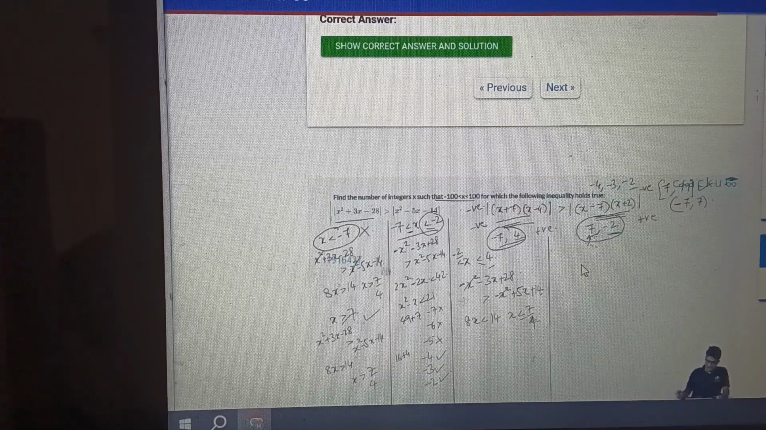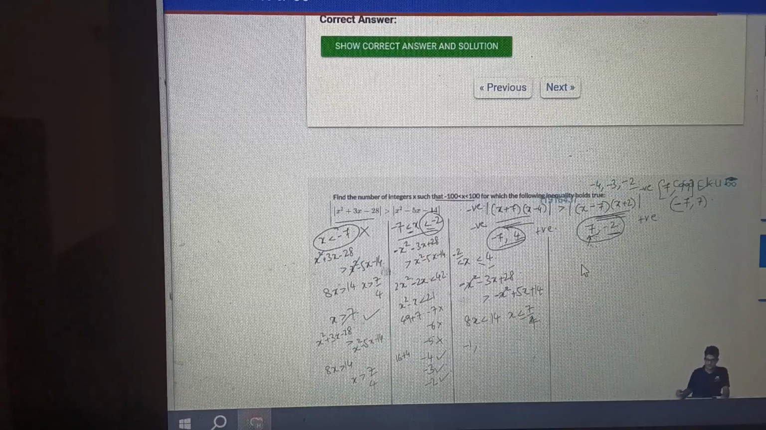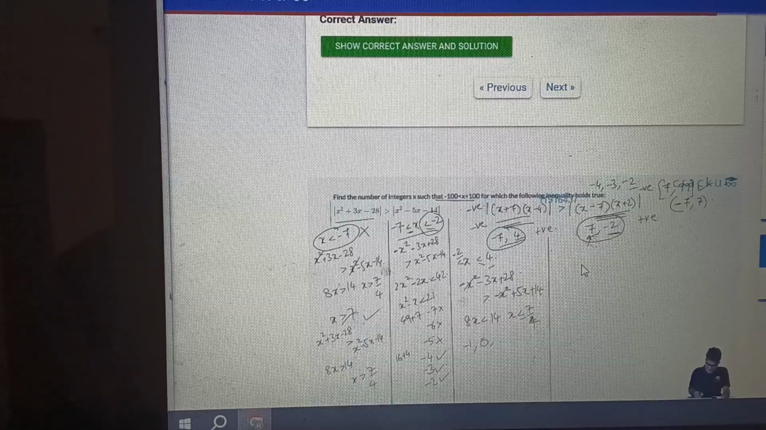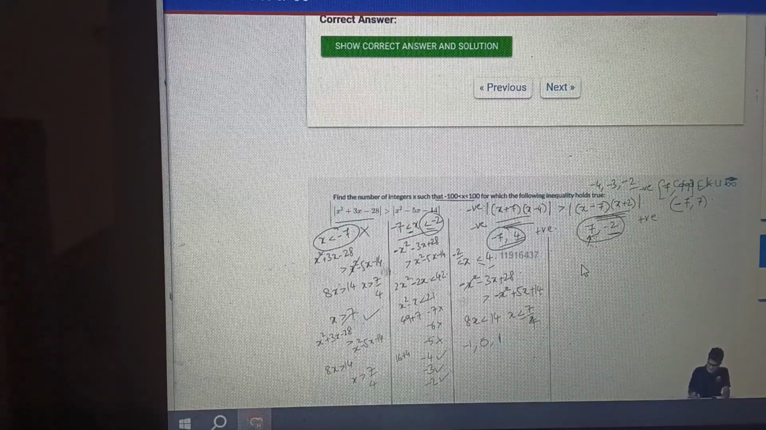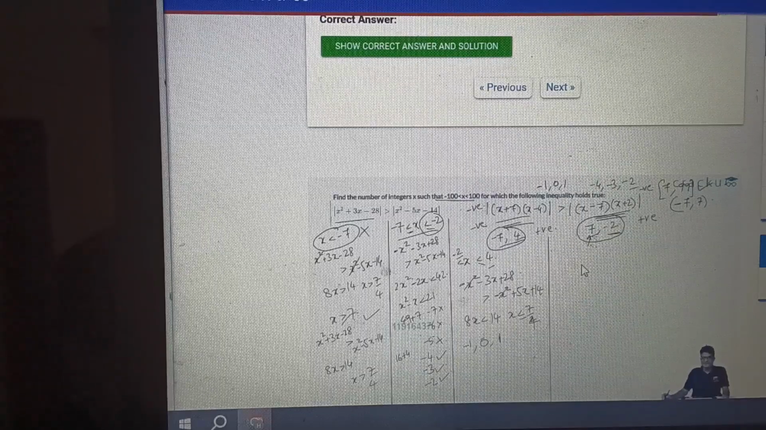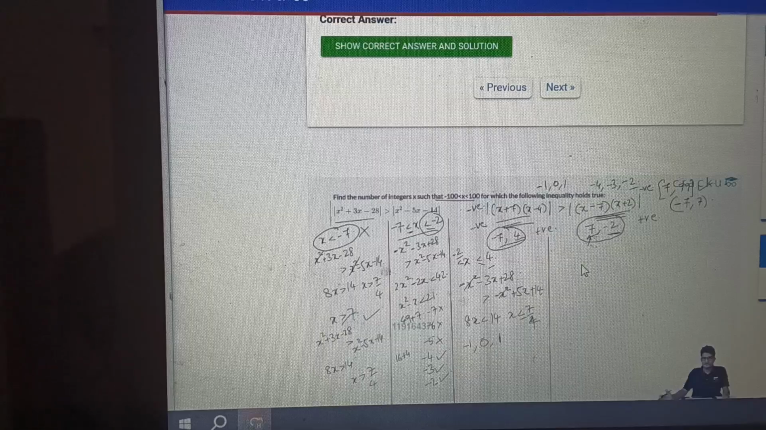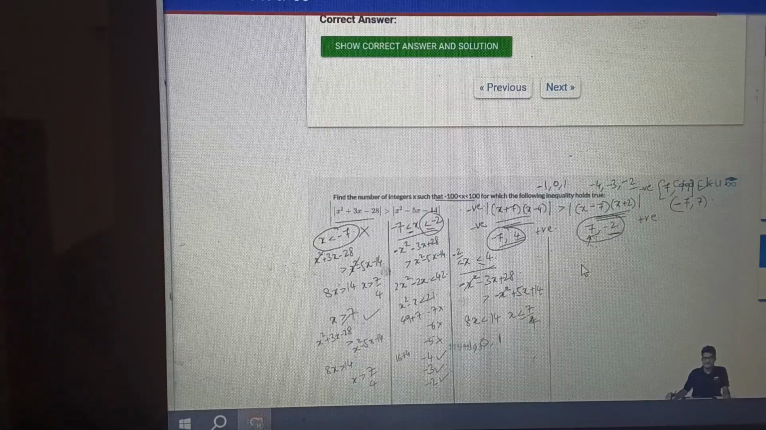We have already counted -2, so we need not count it over here, but -1 will satisfy this given inequality, 0 will satisfy this given inequality, and 1 will satisfy this given inequality. So again we can add 3 more numbers. This is -1, 0 and 1. These are the 3 numbers which satisfy the given inequality and which also lie between this interval where x is between -2 and 4.